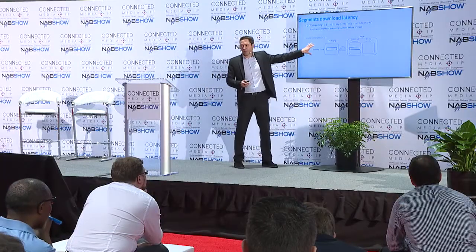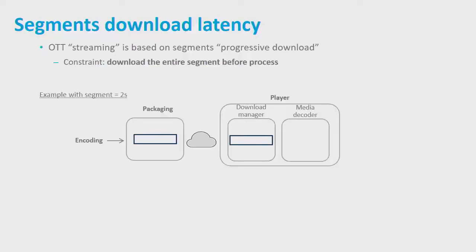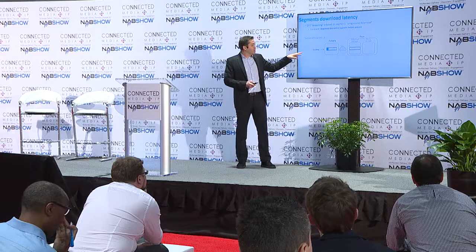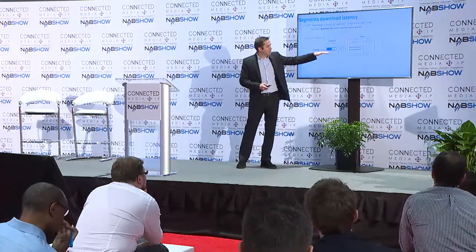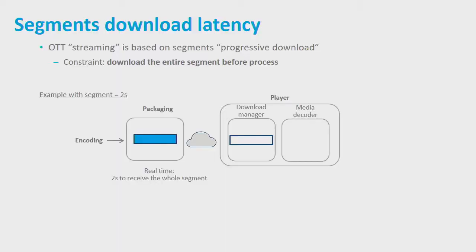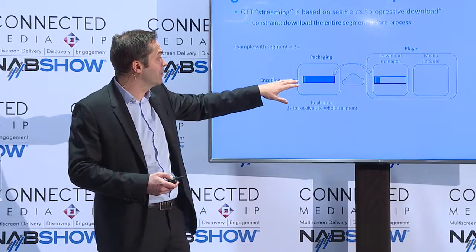Let's take the packager that you have at your OTT head-end. You've got an encoder that is providing data in real time, right? So if you have a 2-second segment, the packager will have to wait 2 seconds before the segment is there, and then can process it to make it available downstream, right? So you're losing 2 seconds here. You're losing a bit also in the network, but I'm ignoring this for simplification.